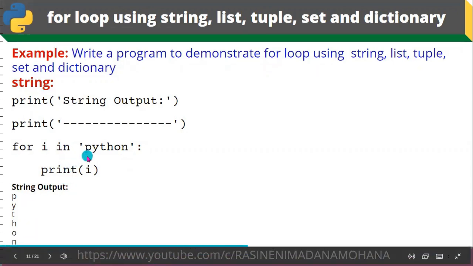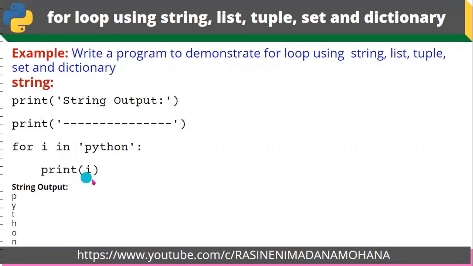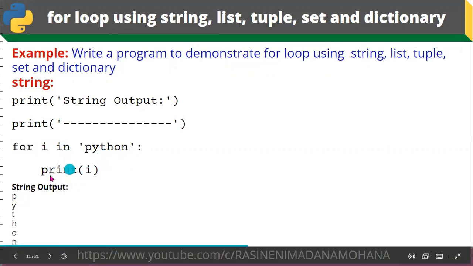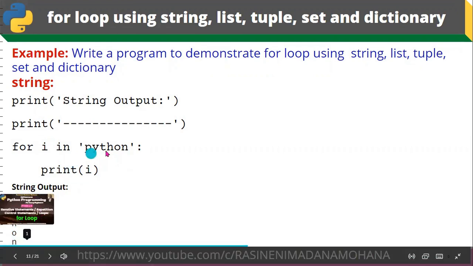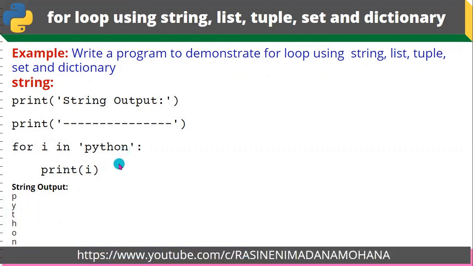Now you can see first P, it reads P, then print of I. What is I equal to? P. It prints P. Then it repeats for the next character, incrementing by 1 by default. So the next one is Y, then it prints Y. Next one is T, H, O, N. It reads one by one character from the string and displays till N. After N, nothing will be there. Then the loop terminates or ends. So this is the example program for loop using the sequence string. Here the string value is taken directly.